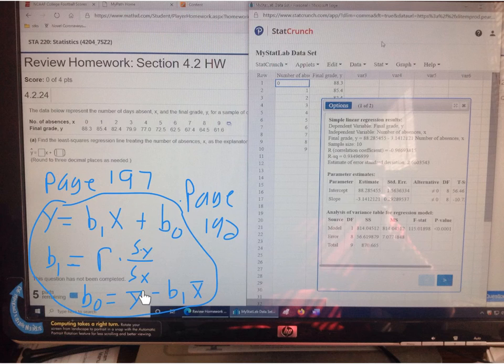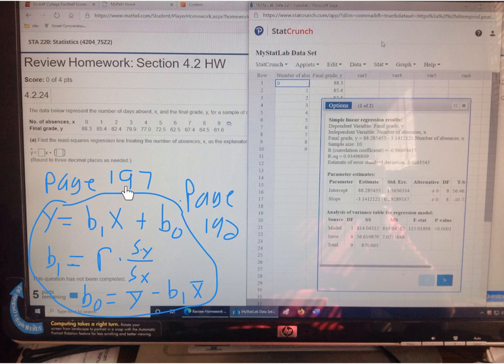You'd have to find r from 4.1, the equation there. b sub 1, the coefficient of x, is r times the standard deviation of y over the standard deviation of x. And b sub 0 is the mean of y minus b1 times the mean of x. Okay, so you could do it by hand, or you can use technology.